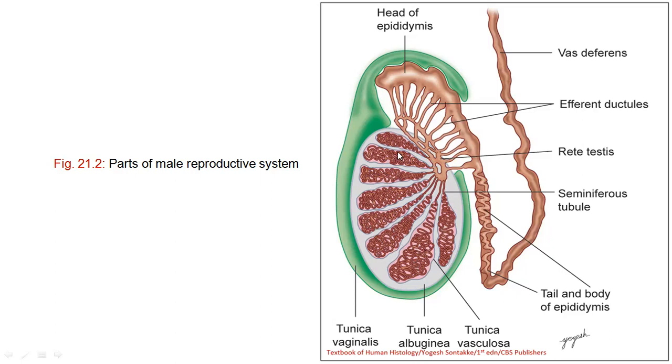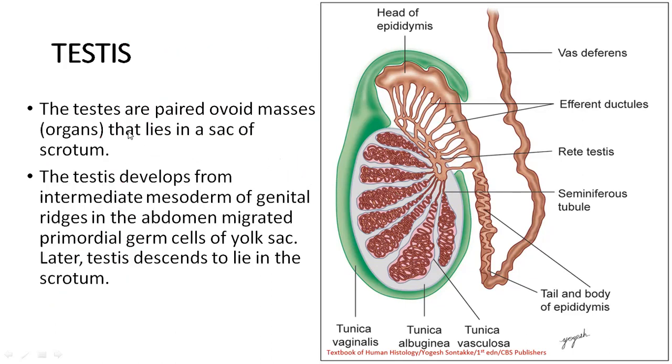All these seminiferous tubules join at the rete testis area. From the rete testis, efferent ductules come out. These efferent ductules join to form the epididymis. The epididymis has a head, body, and tail. The tail of the epididymis continues as the vas deferens, also called the ductus deferens. Testis is singular; testes is plural, that means two in number.